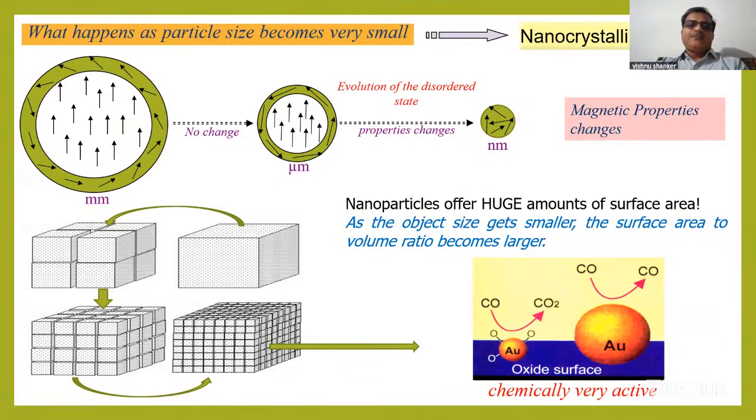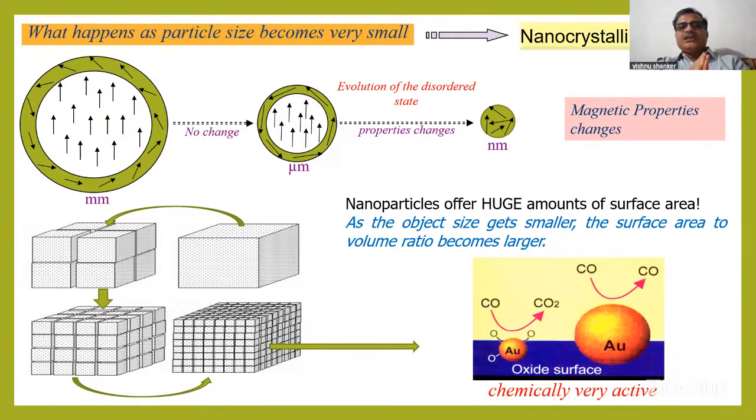So that is why the properties are controlled here. In a bulk-size particle, the net dipole moment you get is controlled by the core volume. Okay, now just think about it.